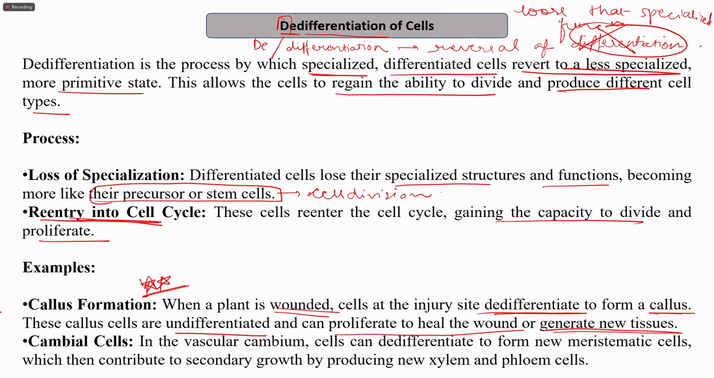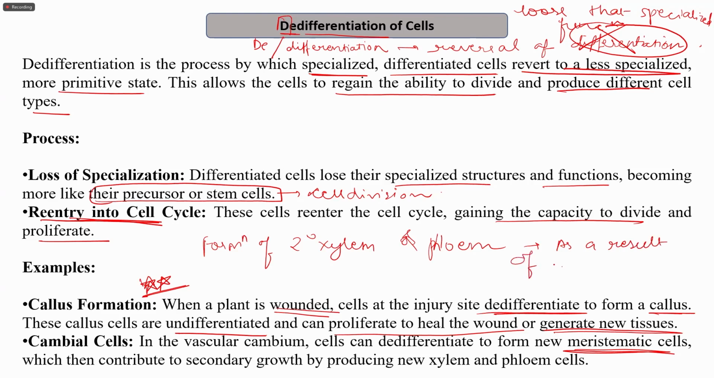The second example is the cambial cells. In the vascular cambium, cells can de-differentiate to form new meristematic cells. As a result of de-differentiation, new meristematic cells are formed which contribute to secondary growth. So the formation of secondary xylem and phloem happens as a result of de-differentiation. Secondary growth is happening as a result of de-differentiation.